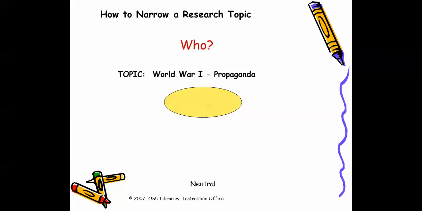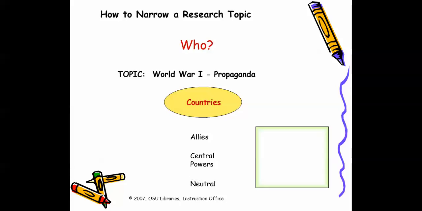The first question is who. So World War I propaganda, if we ask the question of who, which countries, maybe we're going to talk about the Allies. Maybe we're going to talk about Central Powers, or we're going to talk about neutrality. And as you can see, with the box that's coming up all pretty, it helps us come up with a new topic.